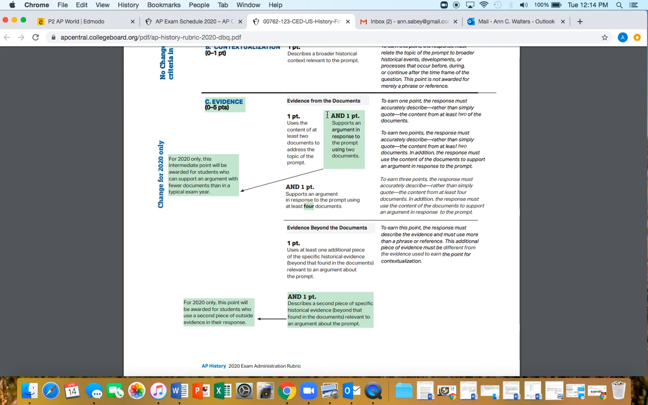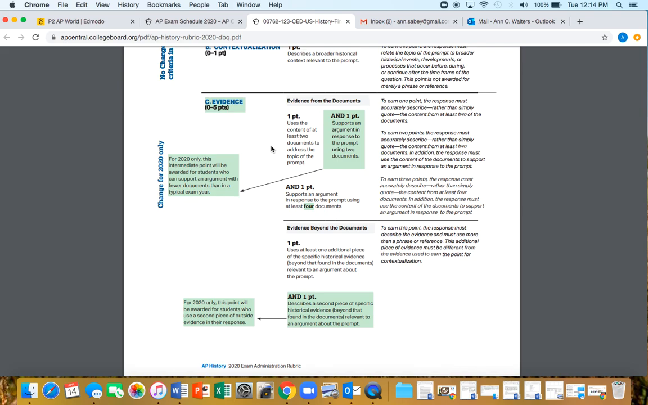However, you can get an extra point if you support your argument using 2 documents. So we've seen this before. If you simply just summarize a document, 2 documents, you get 1 point. However, if you use the ideas from the documents to support your argument, then you get that extra point. And you guys have all pretty much been getting that on your DBQs.